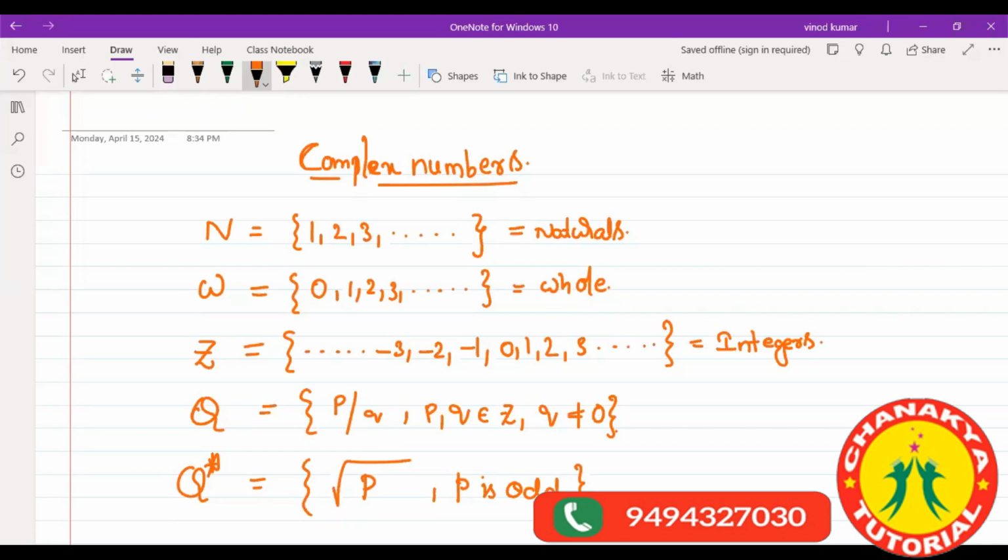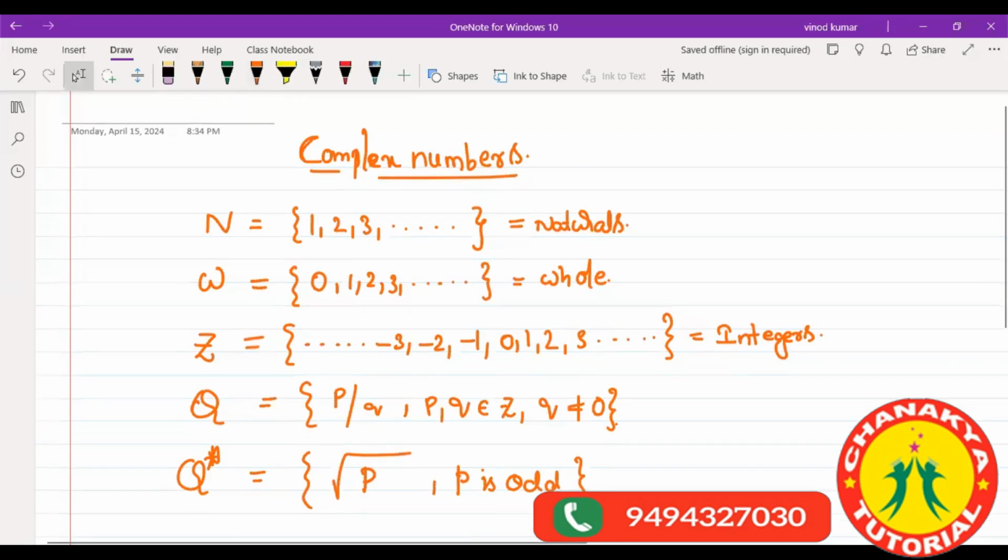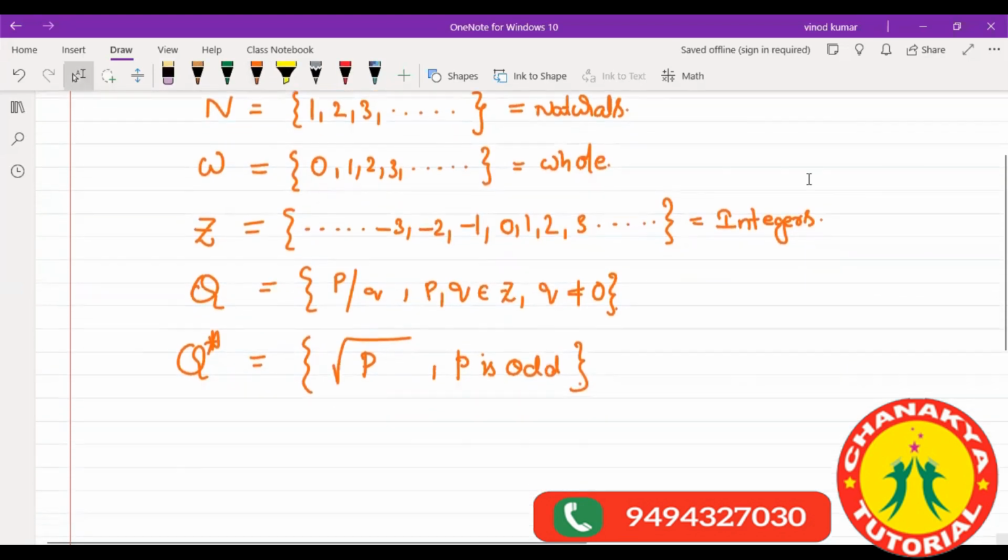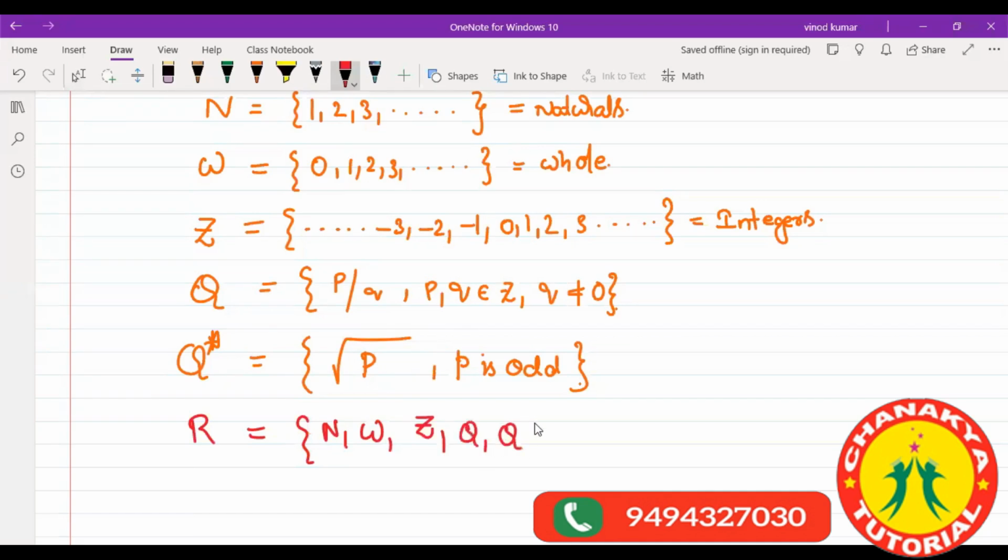Q star means irrational numbers, rational and irrationals. You can observe here that the natural number set is a subset of whole numbers, which is a subset of integers, which is a subset of rationals. Of course, irrationals are also a subset of real numbers. Real numbers are denoted by capital R. R has all naturals, whole numbers, integers, irrationals, etc. Now the complex number set, that is capital C.